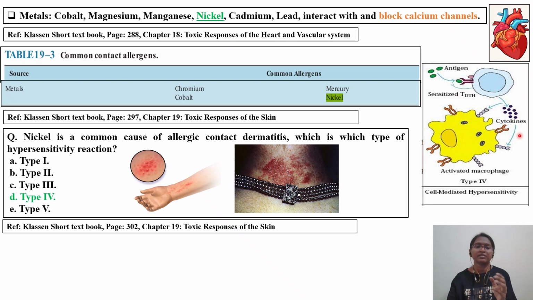Then under this toxic responses of the skin chapter, at the end they have given one question. The question is, nickel is a common cause of allergic contact dermatitis. We need to identify the type of hypersensitivity reaction.